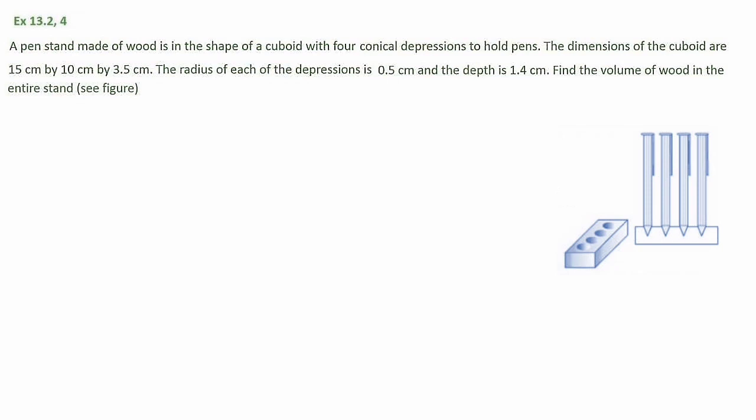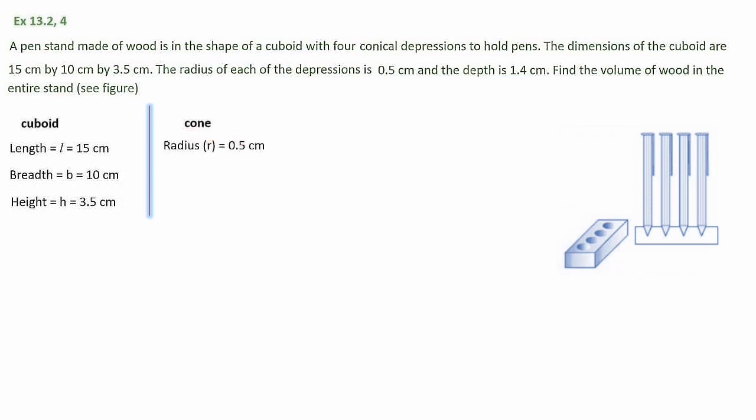Quite simple. Volume of wood is equal to volume of cuboid minus 4 into volume of cone, because these cones are removed from the cuboid. So we have to subtract the volume of these 4 cones. The cuboid dimensions are given: length is 15 centimeter, breadth 10 centimeter, and height is 3.5 centimeter. For the cone, radius is 0.5 centimeter and height 1.4 centimeter. All dimensions are given directly in the question.